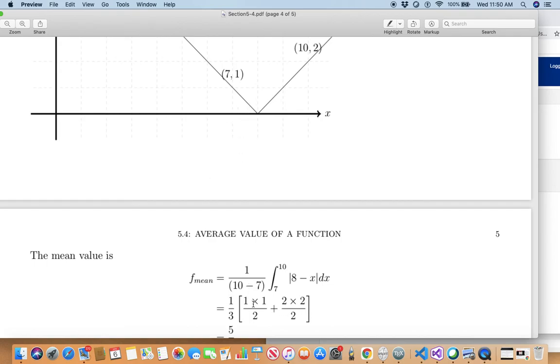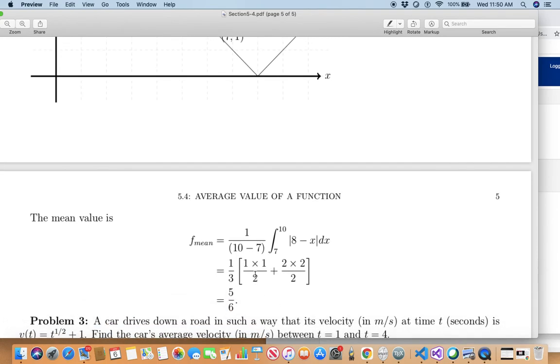The first area is 1 times 1 over 2. Base times height over 2, plus the second triangle has 2 times 2 over 2. Okay, so essentially this is a half, this is 2, 2 and a half, that is 5 over 2 times 1/3. It is 5 over 6.